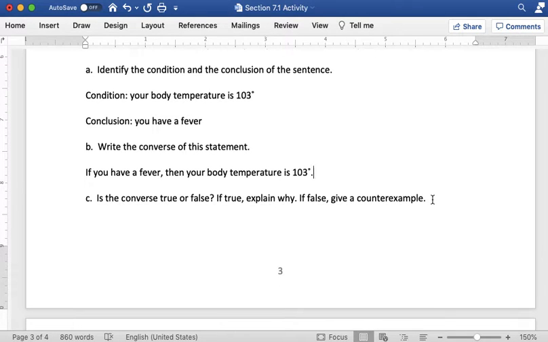Is this true or false? If true, explain why. If false, give a counterexample. So if you have a fever, is your body temperature 103 degrees? Well, it might be, but it might not be. So the answer is no. You can have a fever with a temperature of 101 or 102 or 104. So it's possible that the first part is true and the second part is not true. So you could have a fever with a body temperature that's not 103 degrees. Still a high temperature, but not exactly 103.